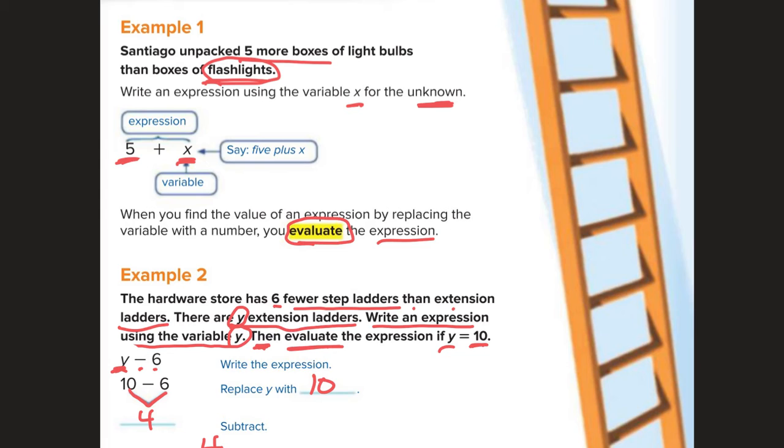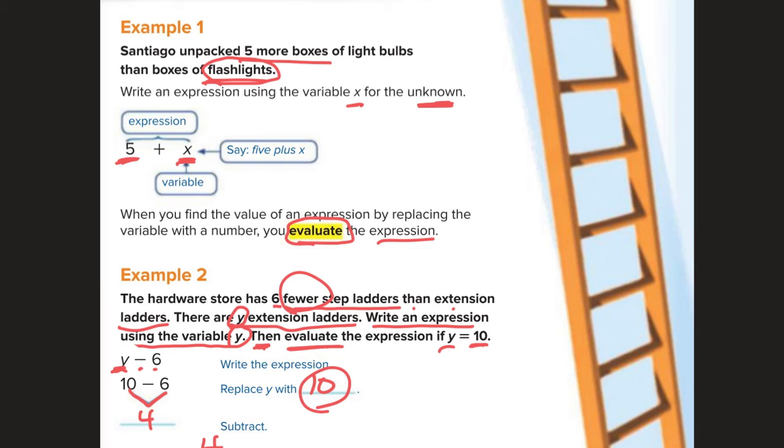Oh, yes, sorry. We knew that was step ladders. I thought we were solving for extension ladders, but they told us there's 10 extension ladders. So we didn't need to solve for extension ladders. We were trying to figure out how many step ladders, and 6 fewer means to subtract.